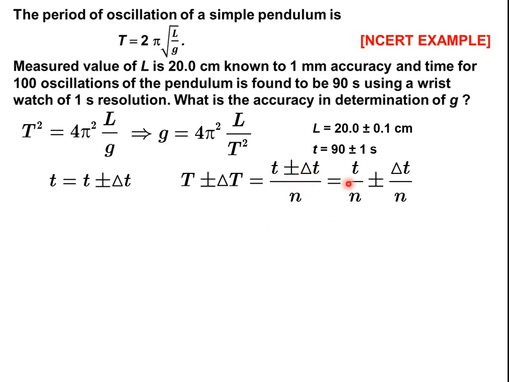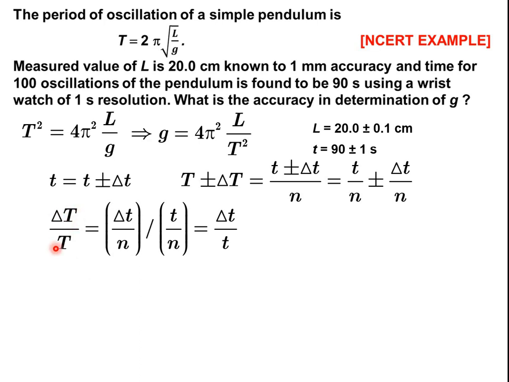So separating the two, you can write T by n separate, delta T by n separate. Okay, so this is now the time period measurement: T plus minus delta T equal to 90 by 100 here and 1 by 100 here. So delta T by T, because we are going to use relative error, fractional error in this case.